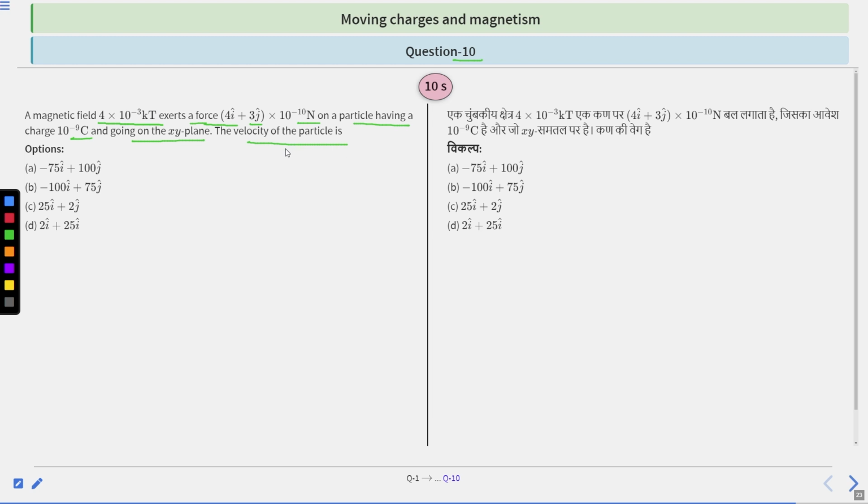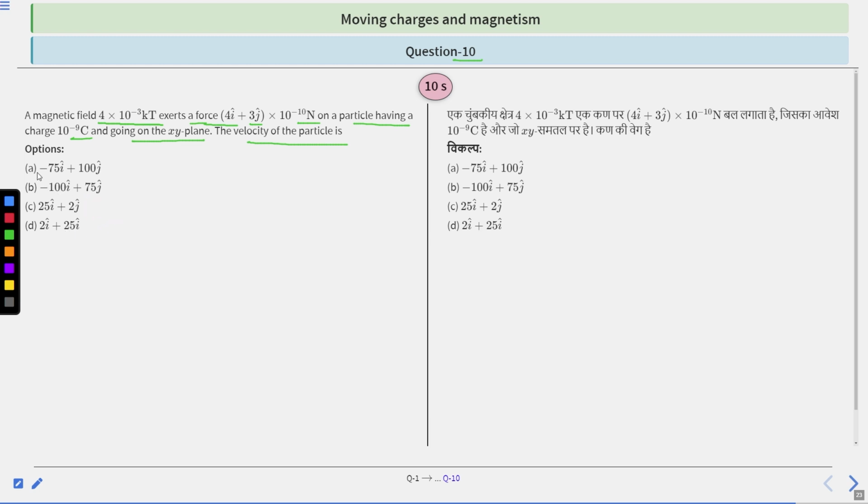So this question asks about the velocity of the particle. Given options, option A is minus 75 I cap plus 100 J cap. Option B minus 100 I cap plus 75 J cap. Option C 25 I cap plus 2 J cap. And option D 2 I cap plus 25 J cap.